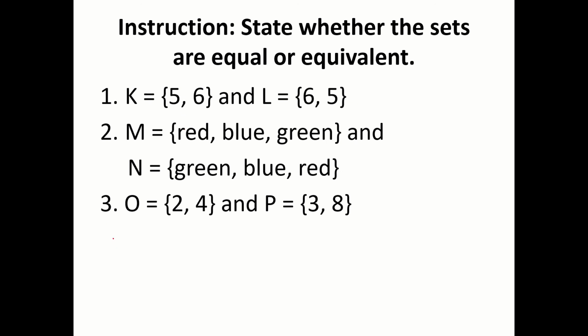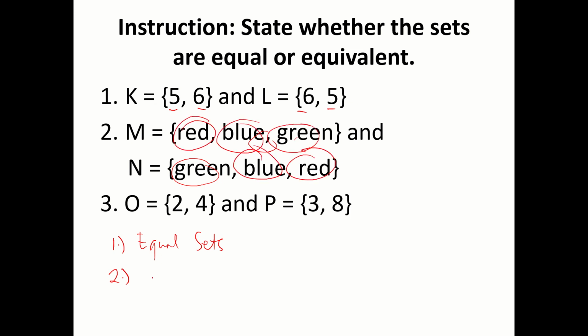Okay, number 1, K and L, they have 5 and they have 6. That means that they have exactly the same number of elements, at the same time, exact elements. They're equal sets. Number 2, sets M and N, they have green, blue, and red. That means they're also equal sets.